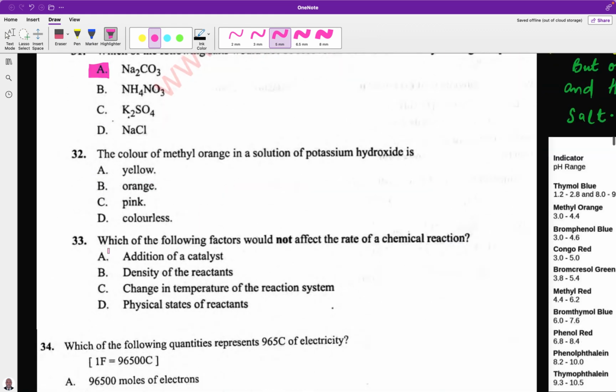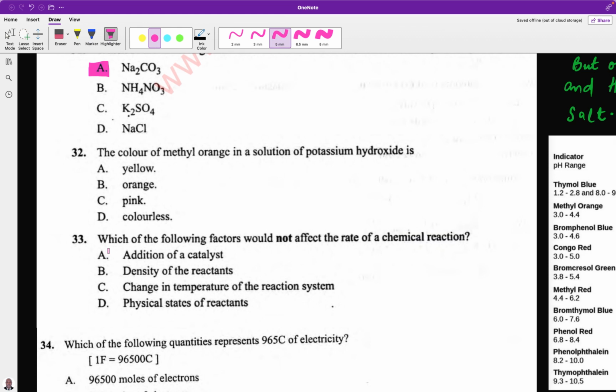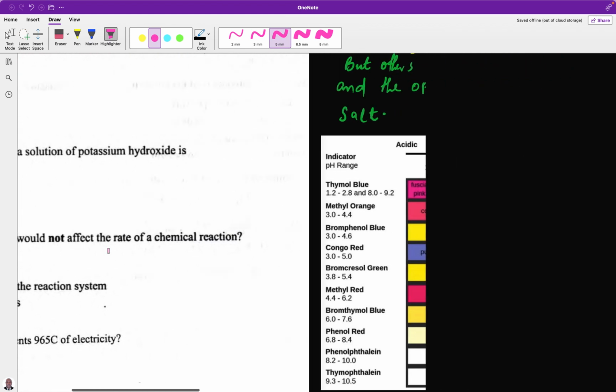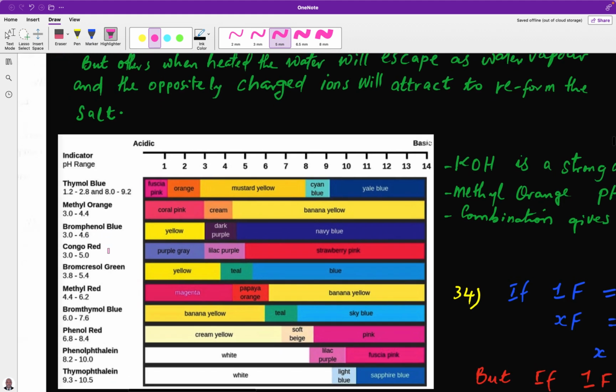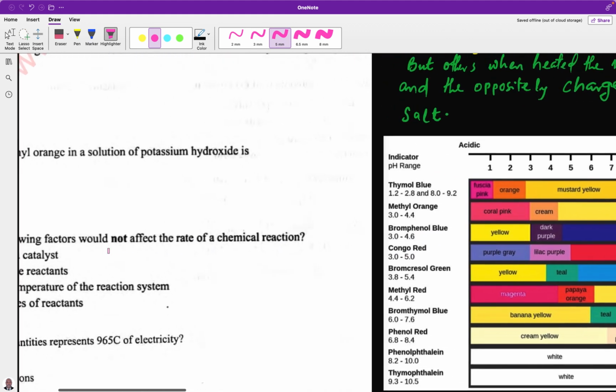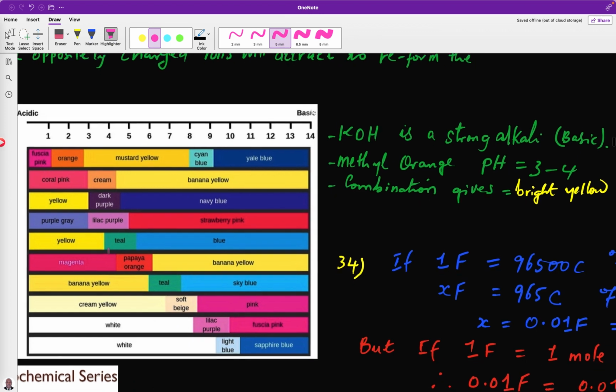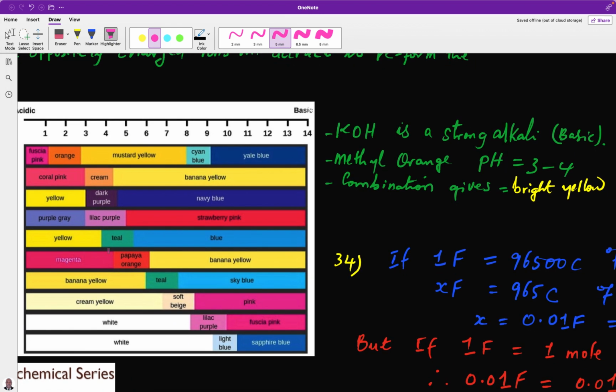32, the color of methyl orange in a solution of potassium hydroxide is: A, yellow; B, orange; C, pink; D, colorless. Okay, let me show you something here. The color of methyl orange in potassium hydroxide.